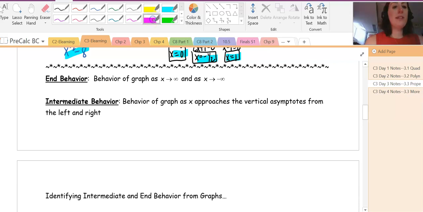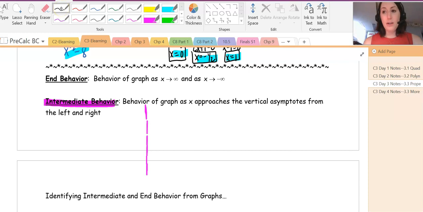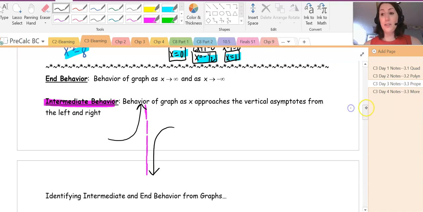What's new to you this year is something called intermediate behavior. Intermediate behavior is the behavior of a graph as x approaches the vertical asymptotes from the left and from the right. Okay, so every vertical asymptote that you have, your graph is going to approach it, and it's either going to be going up or it's going to be going down. It can never cross a vertical asymptote. So what intermediate behavior does is it tells you what is it that your graph is doing. Is it going up or is it going down as it approaches your vertical asymptote? Okay, so we're going to look at this a little more on the next page.